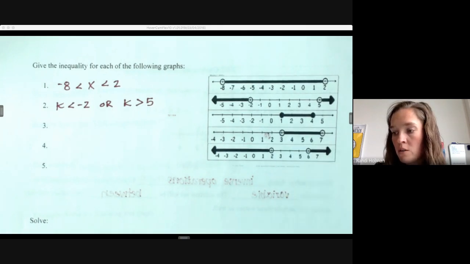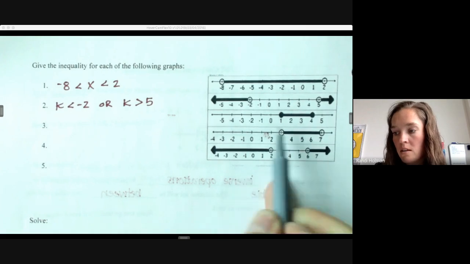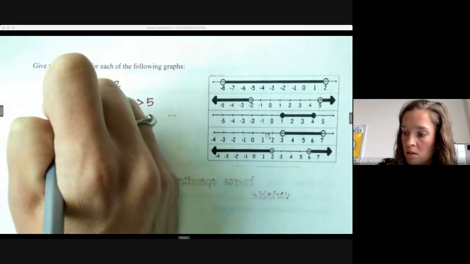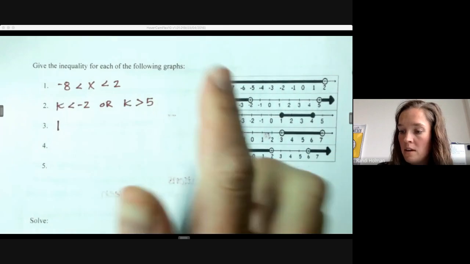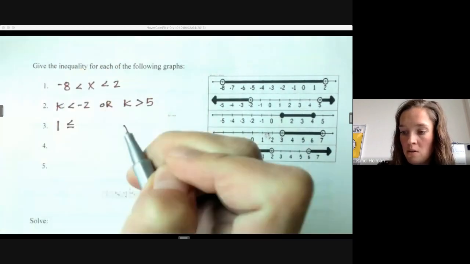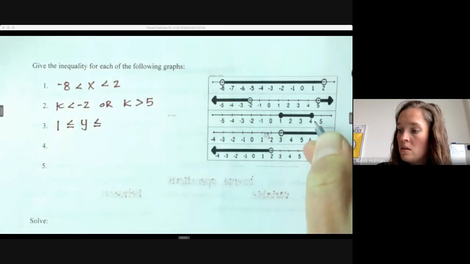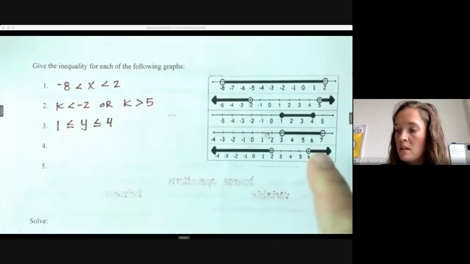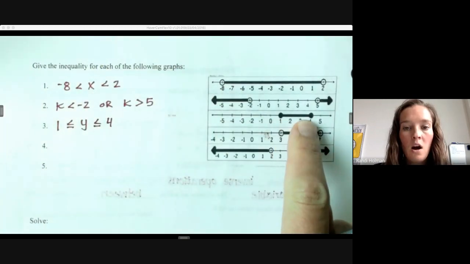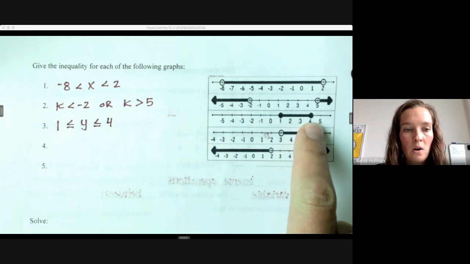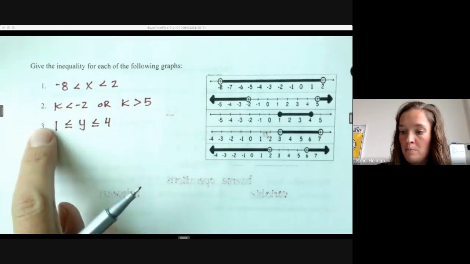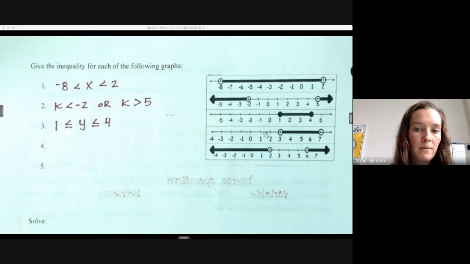One bar here, so we can use our AND. We're just going to start on the left, +1. It's filled in, so it's less than or equal to our variable, which is less than or equal to the larger thing. All of these values here that are shaded in are between 1 and 4. So our variable is bigger than 1, but smaller than 4.